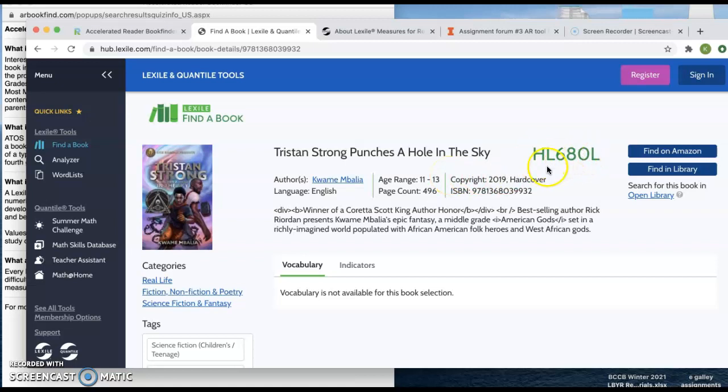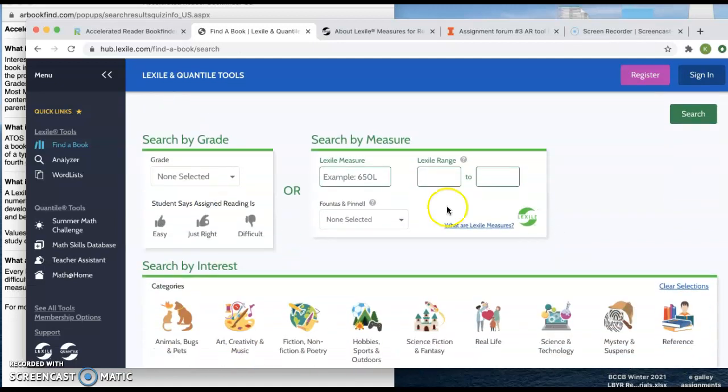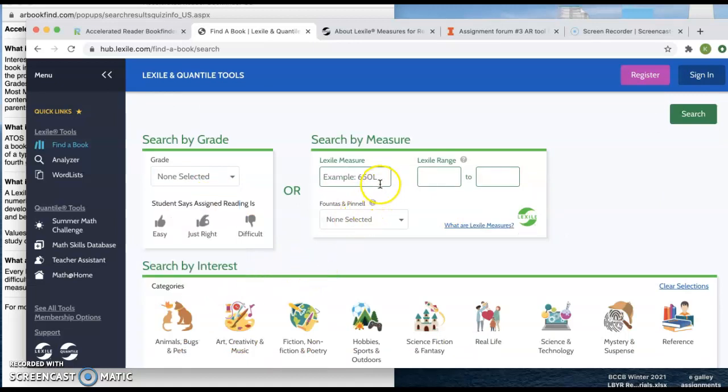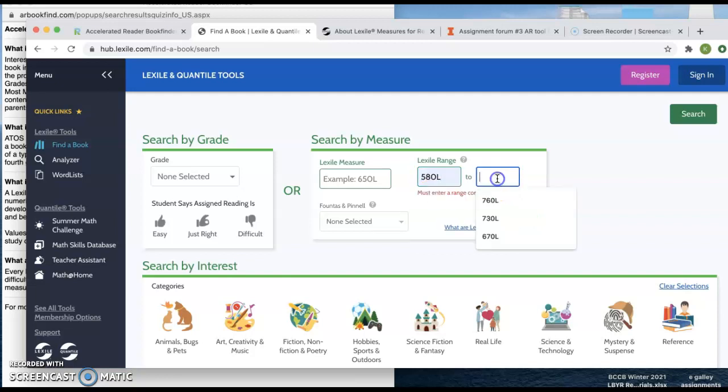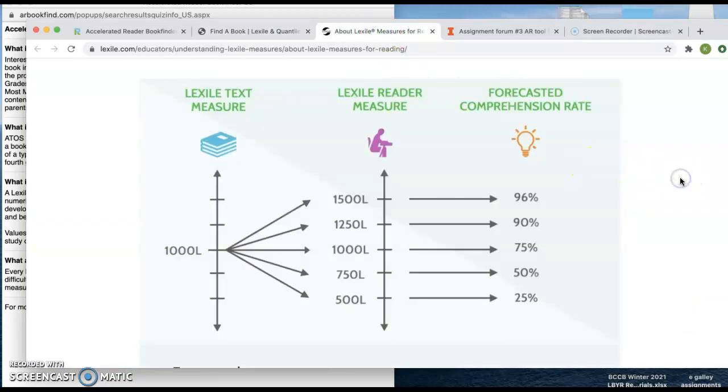We know that the kiddo falls in the 680 range, and maybe now I'm going to go back here. Now I could just start by grade, and I could just say he's in 4th grade and it's too easy for him, but I'm actually going to start with a Lexile range, and I'm going to go like 100 below and like 100 above. Now, if you need any help with the Lexile measures, you can click on that and they have a lovely sort of rundown of it.